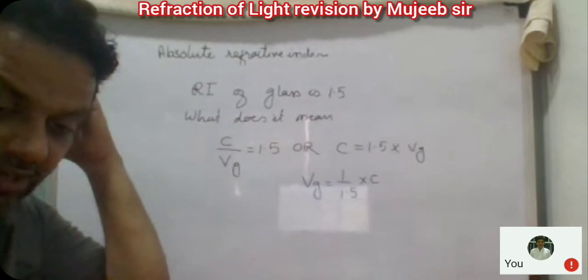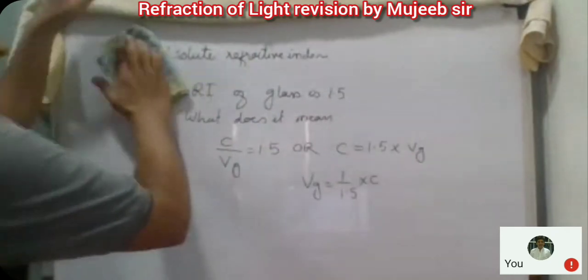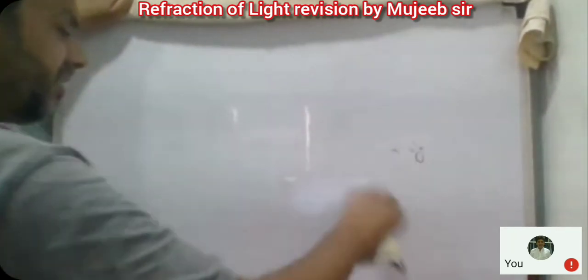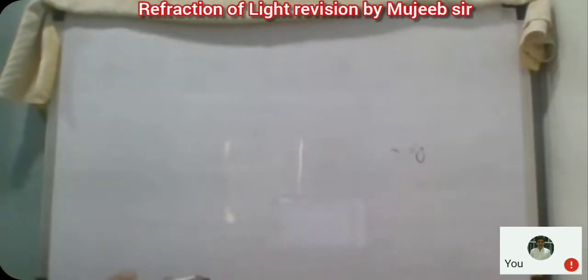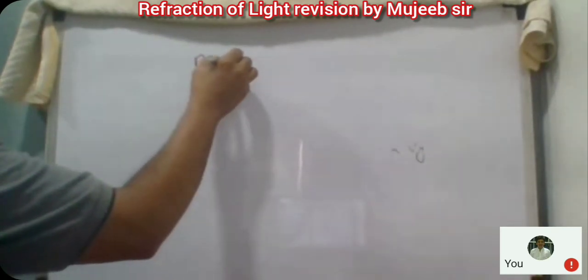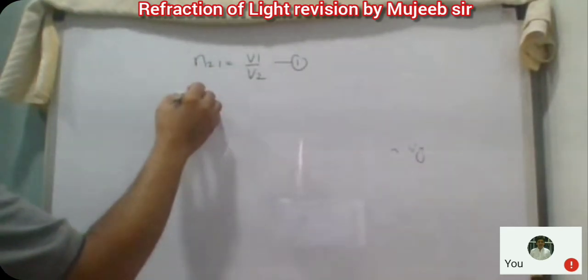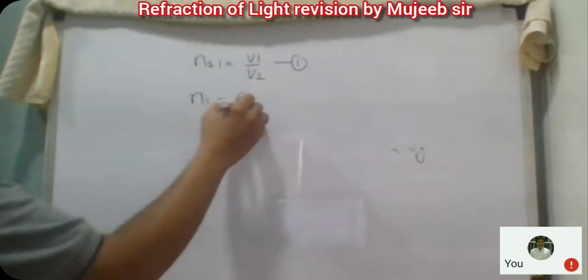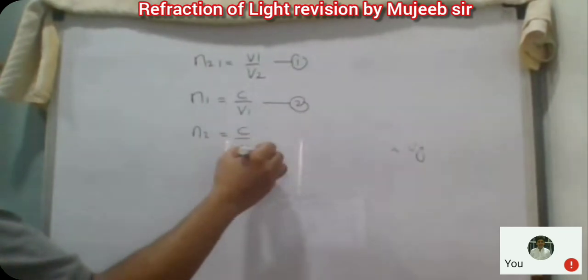After that, what comes here is about the absolute refractive index. If you solve again further, you will get one more formula for the refractive index. You got that N21 is equal to V1 upon V2, given as equation 1. Just now we got that N1 is equal to C upon V1, given as equation 2, and N2 is equal to C upon V2, given as equation 3.